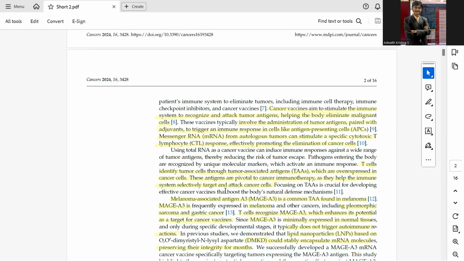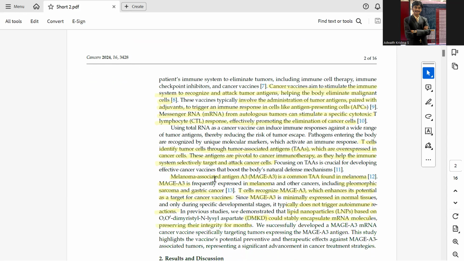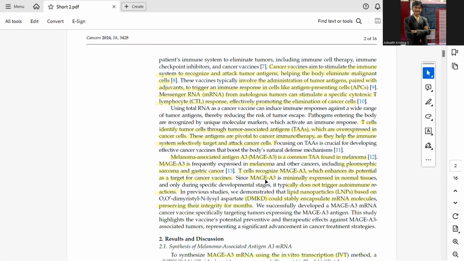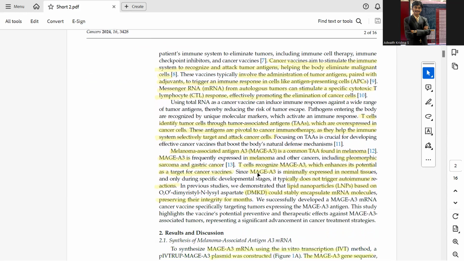So, let's get into it. Melanoma-associated antigen 3, that is MAGE-A3, is a common tumor-associated antigen found in melanoma. Now, T cells recognize MAGE-A3, which enhances its potential as a target for cancer vaccines, as I've told already.